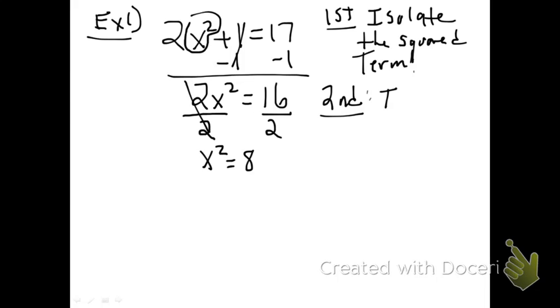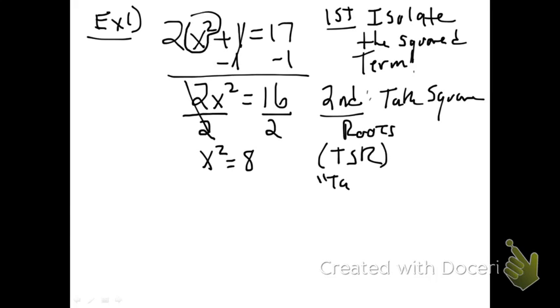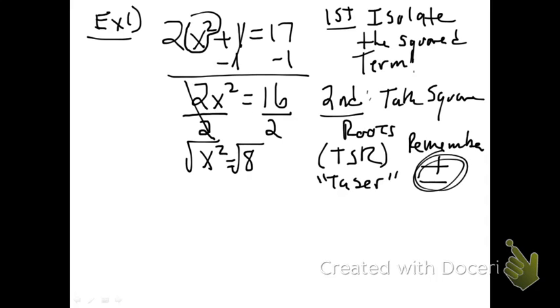And now I'm ready for my second step, because my first step I have accomplished isolating the square term. Now I get to take square roots of both sides. By the way, I have a funny saying that I like to do so I don't have to write out take square roots every time. I just call this TSR for short, and I'm kind of goofy and I like to call this my taser just to make it a little bit more fun. So taking square roots, TSR, taser, both sides, but you gotta remember your plus or minus sign. Very, very important. So when I take square roots, or taser, I get x equals plus or minus the square root of 8.